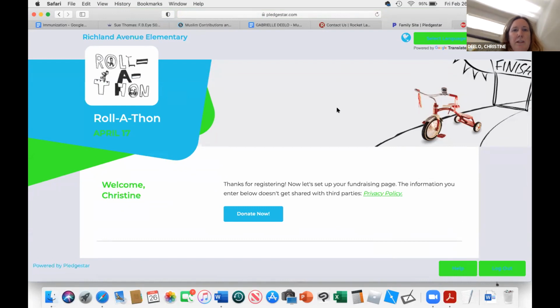So make sure you go to pledgestar.com/Richland and do that. If you know of any companies that want to donate money and have their name on the banner outside the school, give them my information, crmckee, MCKEE @hotmail.com, and I can give them the information for that. And it's going to be on April 17th.